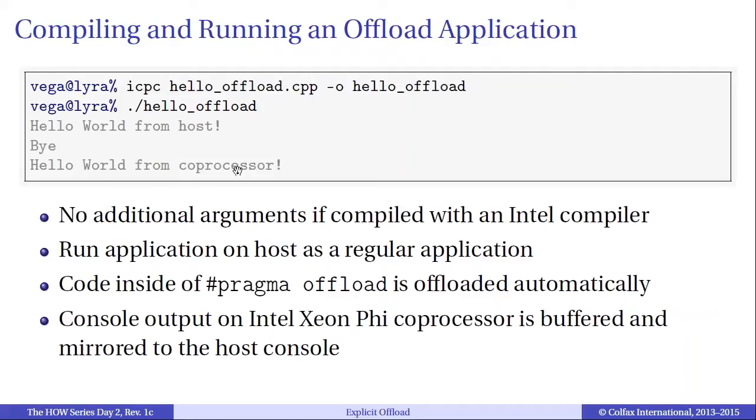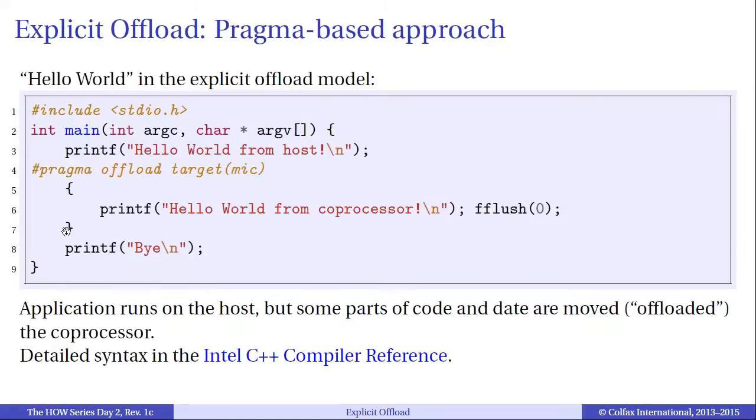So this is happening because the line hello world from coprocessor was printed into the standard console on Xeon Phi, and there is a functionality called console IO proxy, which buffers the output on Xeon Phi, and then it copies it back to the host. It is important to realize that this is not because the offload was asynchronous. In fact, offload is by default blocking.